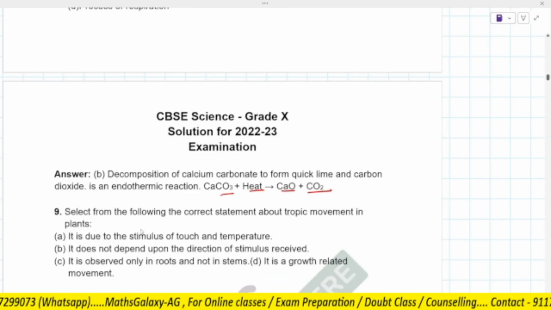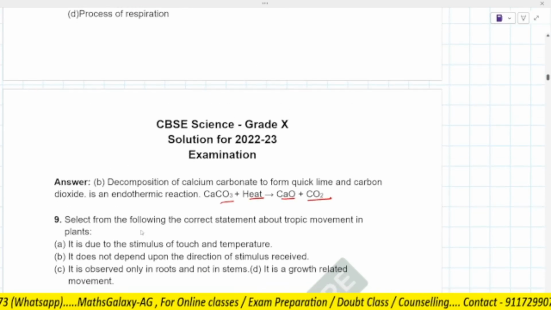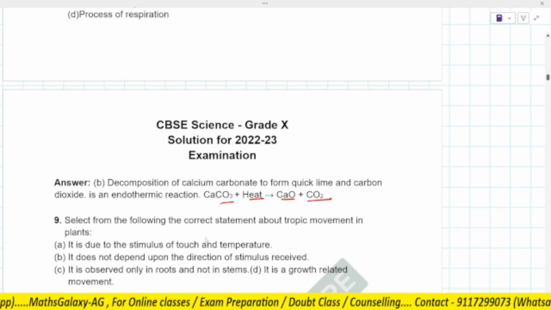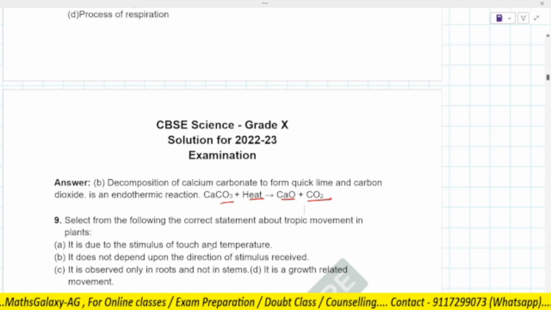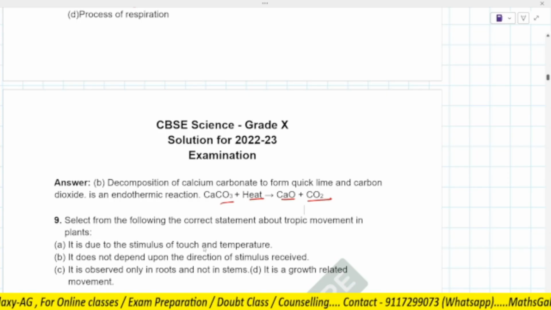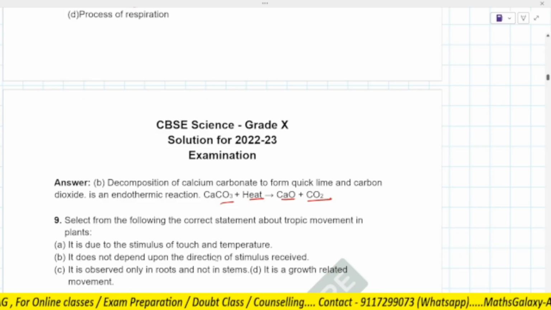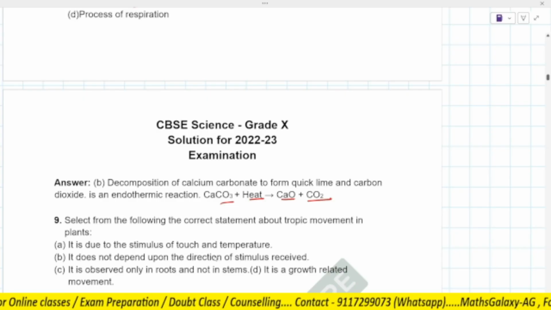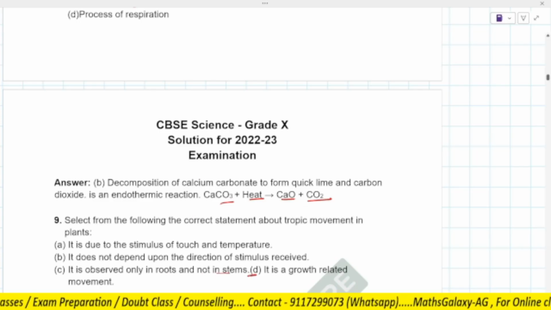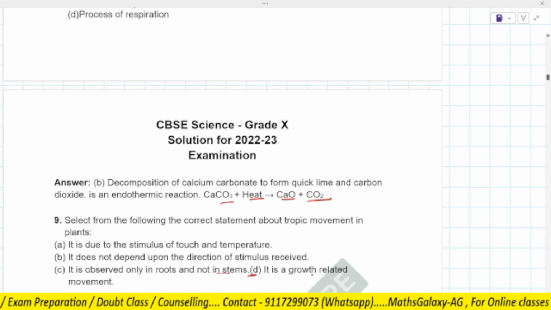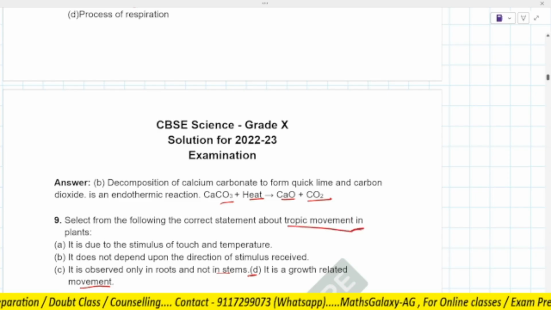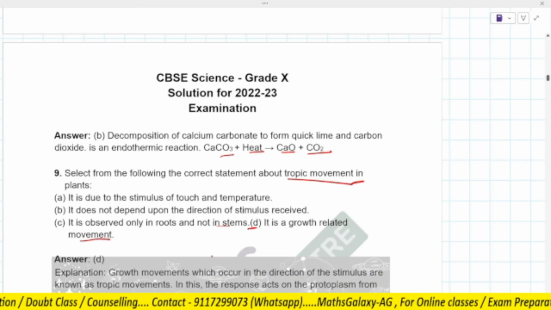Select the following correct statement about tropic movement in plants. It is due to the stimulus of touch and temperature. It does not depend upon the direction of stimulus received. It is observed only in roots and not in stem. Option D is here. It is a growth related movement. Yes, very good, right?